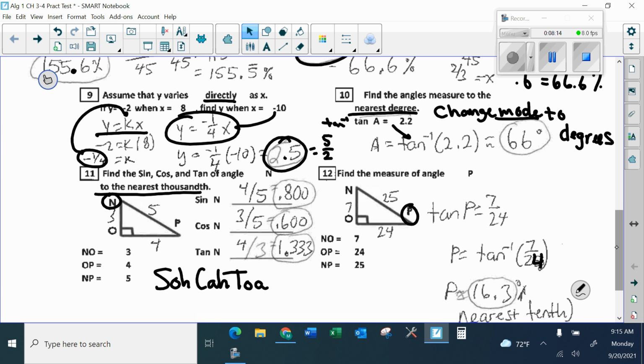On your test, it will say to the nearest tenth. I forgot to put that in here, but I added it for your test. Nearest tenth. All right, that goes ahead and explains. Your test will look just like this with different numbers.